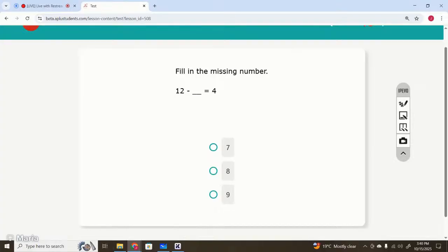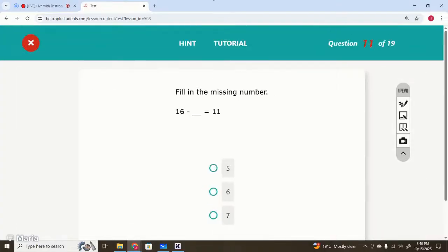Fill in the missing number. 12 minus what number equals 4? 12 minus 8 is 4. The correct option is 8.